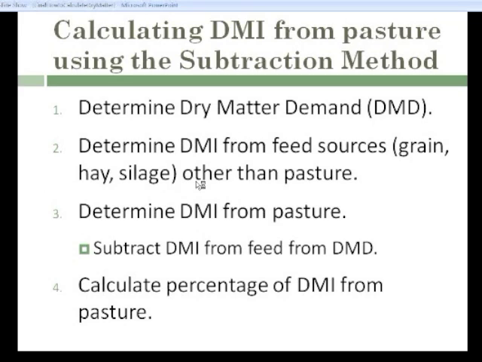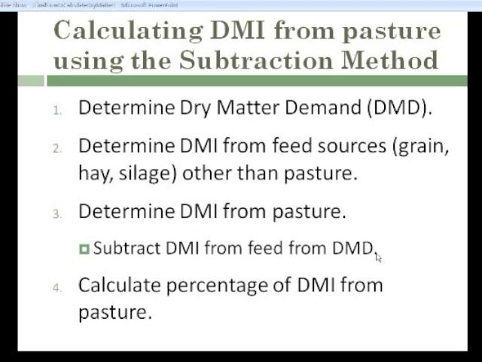Next, you're going to determine the amount of dry matter from feed sources other than pasture. So this would be the amount of dry matter being fed from the grain, the hay, the silage, or the other stored feeds. The third step is then to determine the amount of dry matter from pasture by subtracting the dry matter from feed fed from the total dry matter demand. And then that will give you a number in pounds that is the estimated amount of dry matter that the animals are getting from pasture.